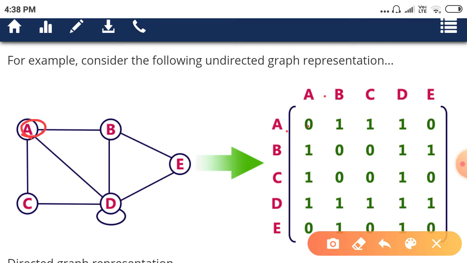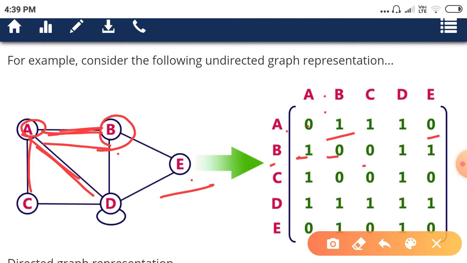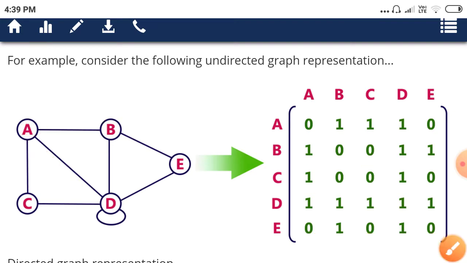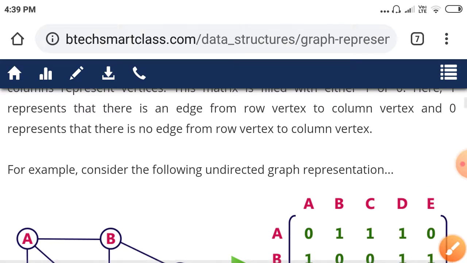Next a to b, the edge is there, the link is there, so 1. And then a to c, the link is there, and a to d is there, a to e, nothing is there, so 0. And then b to a, it is bidirectional, so we can take 1. And then b to b, no relation, so 0. Like this we have to fill the adjacency matrix.